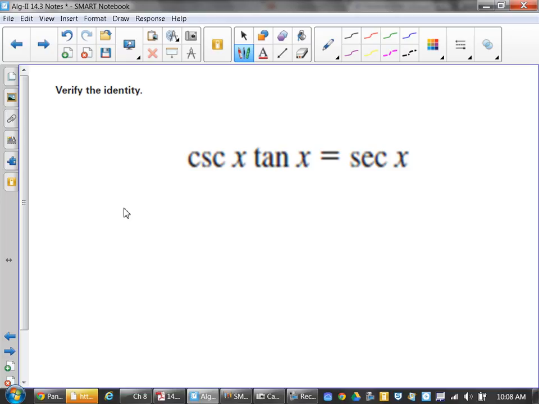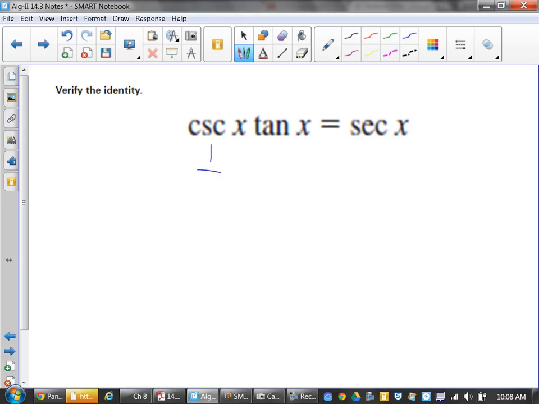Cosecant times tangent, and you want to show that it equals secant. Since you're multiplying, rewrite the left side in terms of sines and cosines. What do you get? Oh, I get it. Oh, okay, that one was easy.